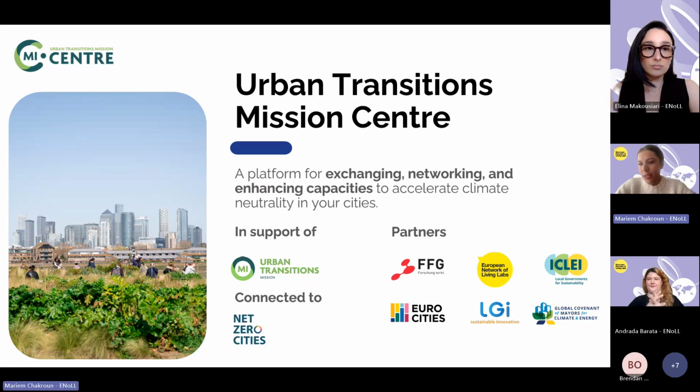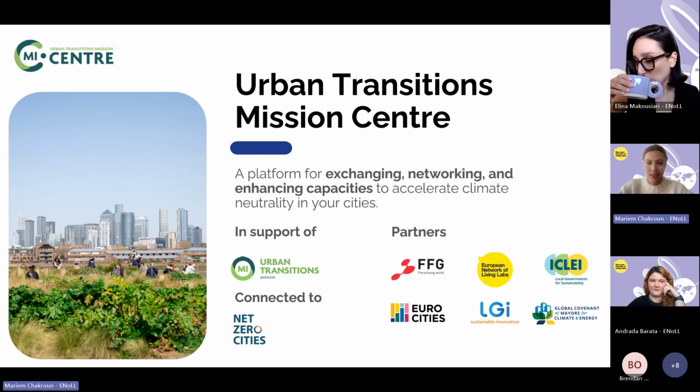So just to give a bit of context of the session today, we are representing the UTMC project, which is a platform for exchanging, networking, and enhancing capacities to accelerate climate neutrality in your cities. So hand in hand together with UTM, the Urban Transition Mission, we are here to support UTM goals and activities. We are creating a big network of cities and people who care about urban issues and offering tools and capacity building activities. And today we are excited to give one of the capacity building activities, which is on Living Labs basics and essentials.